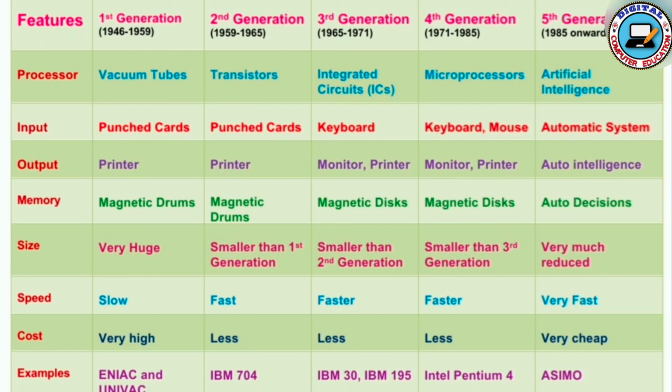Next about speed, in first generation computers speed slow, in second generation computers speed faster than first generation, in third generation computers speed faster than second generation, in fourth generation computers speed faster than third generation, in fifth generation computers speed very fast. Next about cost, in first generation cost very high, in second generation cost less, in third generation cost less, in fourth generation cost less, in fifth generation cost very cheap.